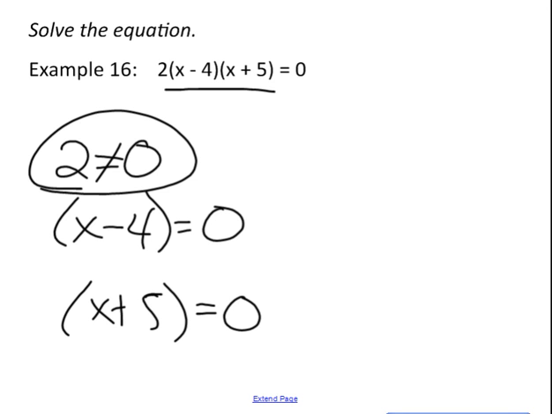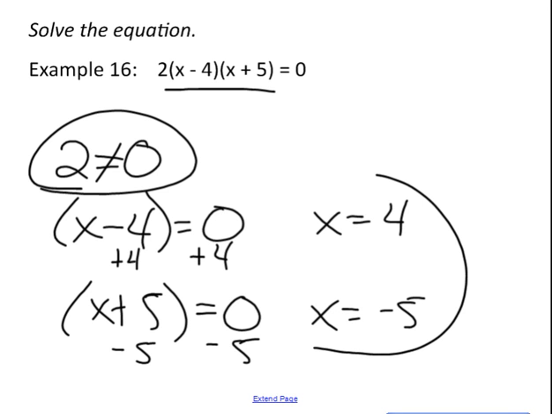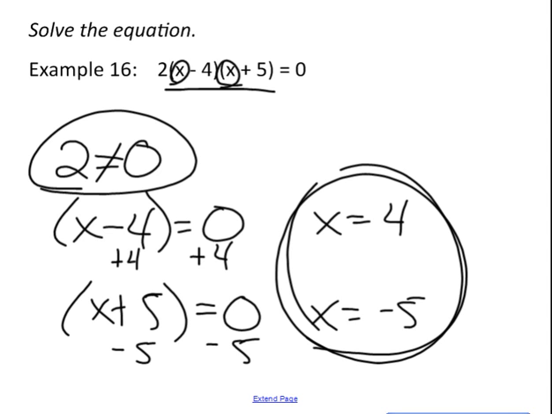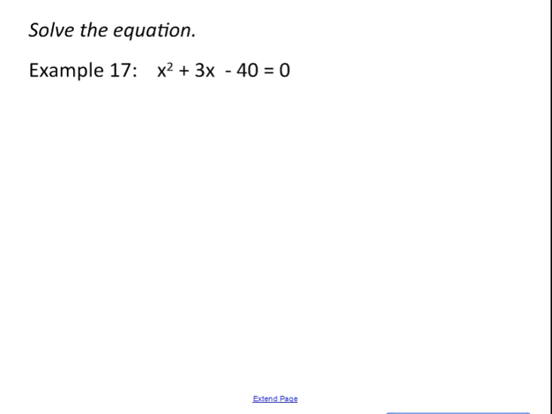x minus 4 is equal to 0. We're going to add 4 and get x equals 4. And the last one, subtract 5 and get x equals negative 5. When you're solving these, if I have two variables, I need two answers, which I did get. 17, do on your own. Let's take a look at example 18.